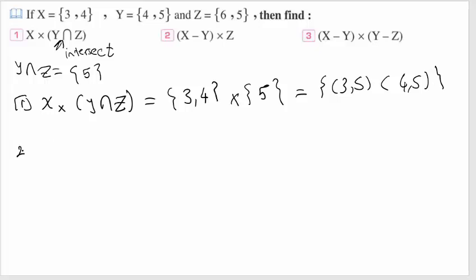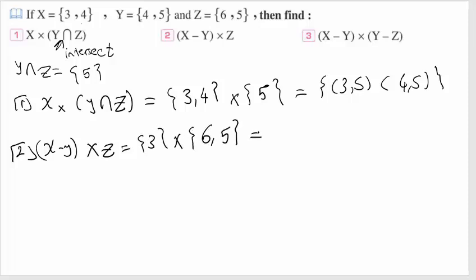The second one. What is the meaning of x difference y? I'm asking you what are the elements in the set x which are not in the set y. So I think it will be 3 only. 3 and 4, here 4 and 5. 4 is common in both sets, so 3 is the only x difference y. So it will be 3 multiplied by, Cartesian product, z, which is 6 and 5, so we will write 3 with 6 one and 3 with 5 the other one.